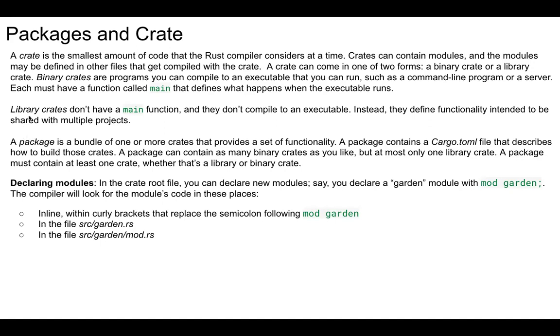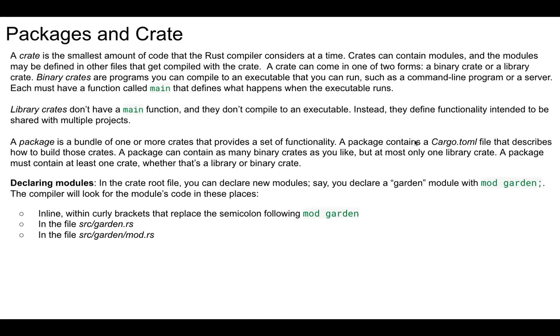The difference between a library crate and a binary crate is that they do not have the main function and they do not compile to be executable. And of course, because it's a library, you will share it across multiple projects. They're reusable code. Now, a package is a bundle of one or more crates that provides a set of functionality. Say, for example, the collections package. It will have all collection functionalities available.